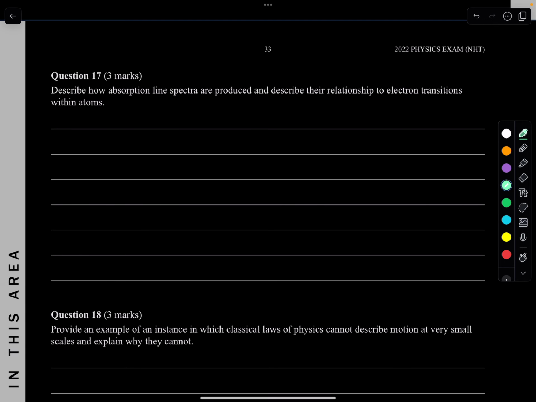Question 17. Describe how absorption line spectra are produced and describe their relationship to electron transitions within atoms. Easy question. I'm going to explain it by visually drawing the absorption line spectra, so it makes so much sense.